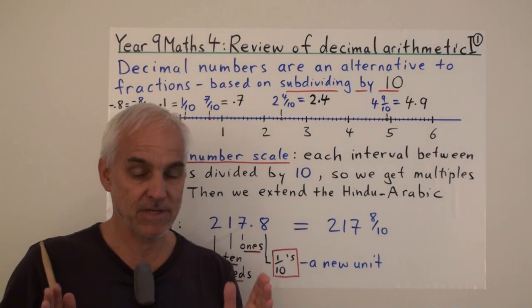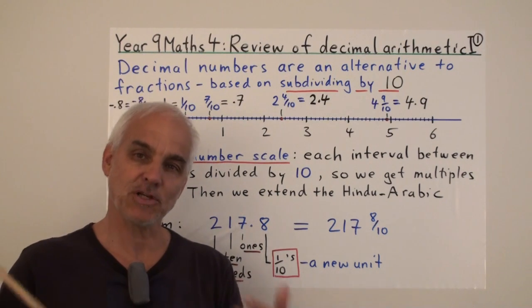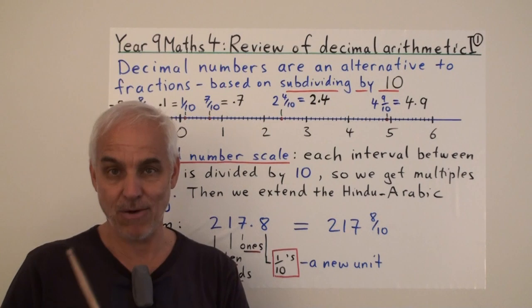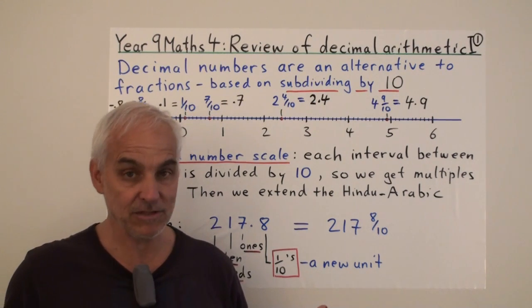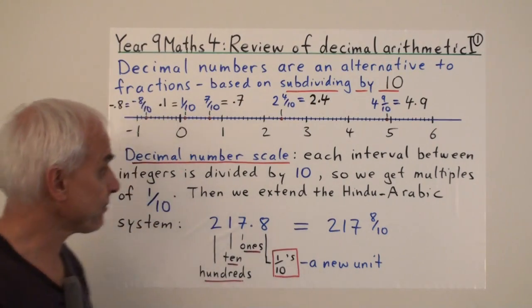With decimal number arithmetic, we're always trying to divide by 10, because that corresponds to the Hindu-Arabic system that we use, which is all based on powers of 10. Of course, ultimately comes down to the fact that we have 10 fingers.